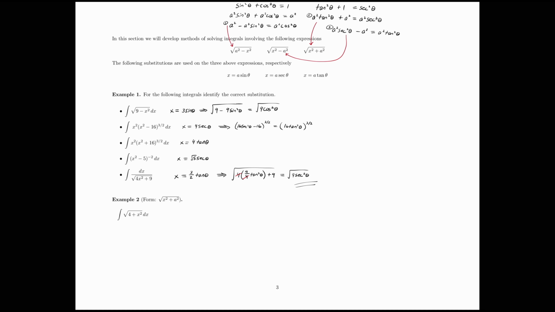Okay, so let's see this in action. Example 2: we've got the form something squared plus something squared, so this is definitely going to be a tangent substitution. Let x equal 2 tan theta. Find our differential: dx is 2 secant squared theta d theta. Then we can substitute this in.